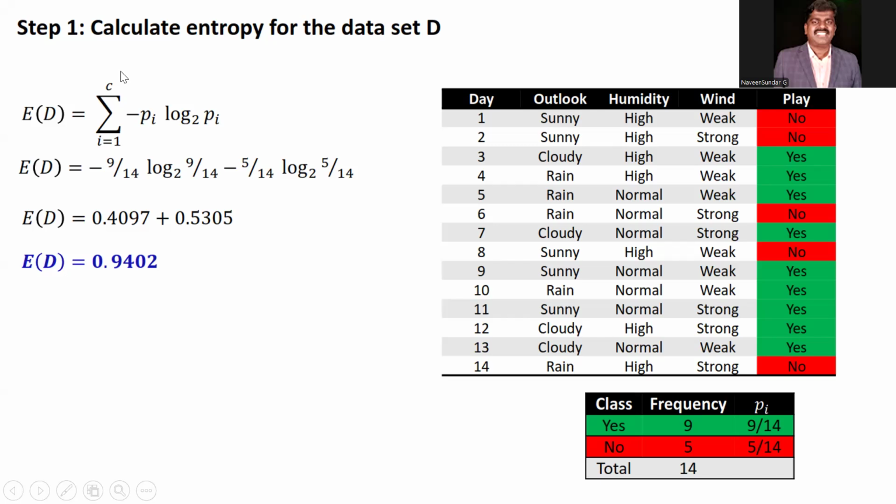That's why we are putting it in a sigma and we are giving 1 to C. So it can be 2. If it is 3 categories, it means 3. If it is 4 categories, it means 4. Likewise, we have to substitute n number of times and we have to calculate.